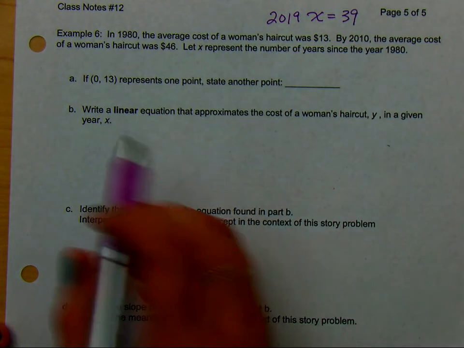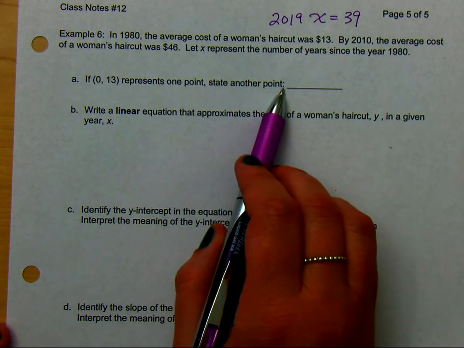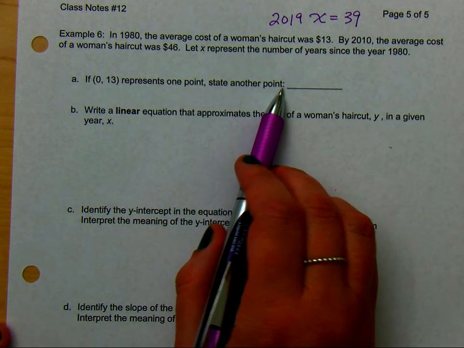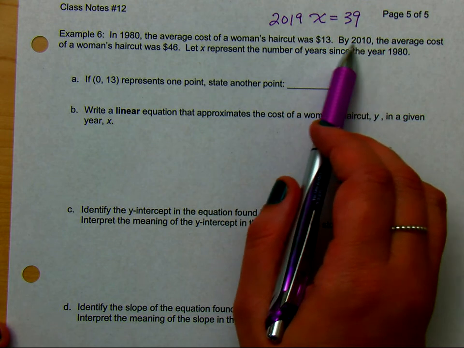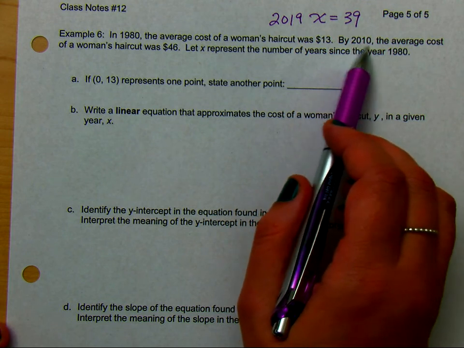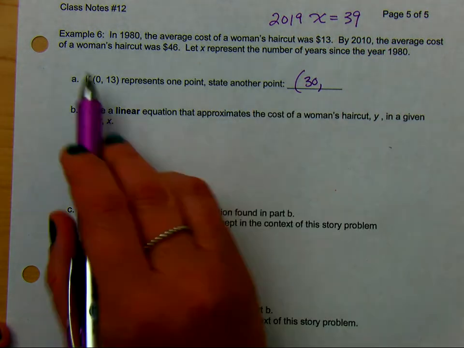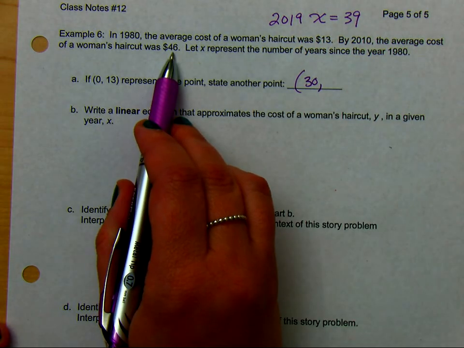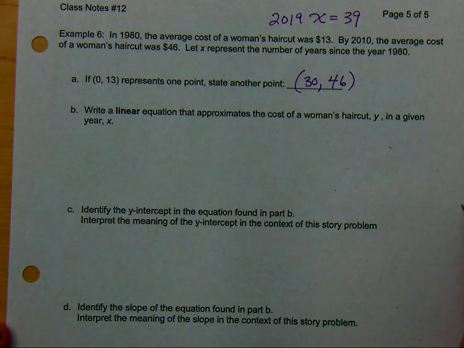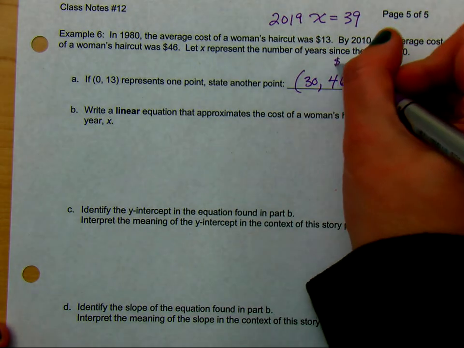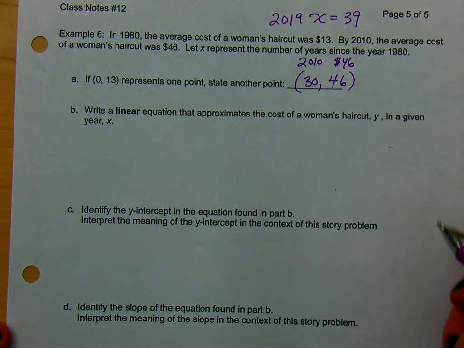Whoa. Okay, if (0, 13) represents 1 point, state another point. So they're saying 2010. How many years after 1980 is 2010? 30 years. And then the average haircut is $46. Does everybody see how I got that X and Y? This is $46 in the year 2010.